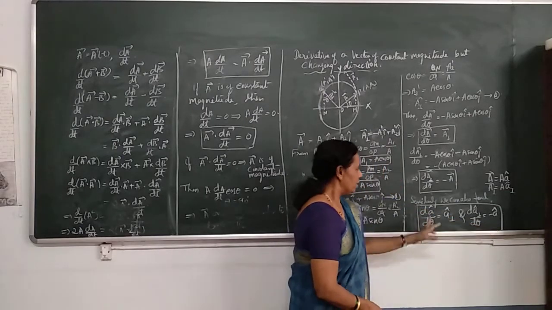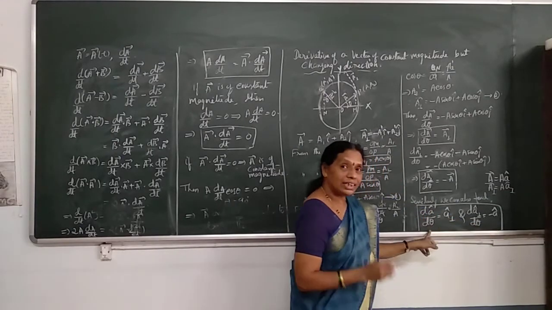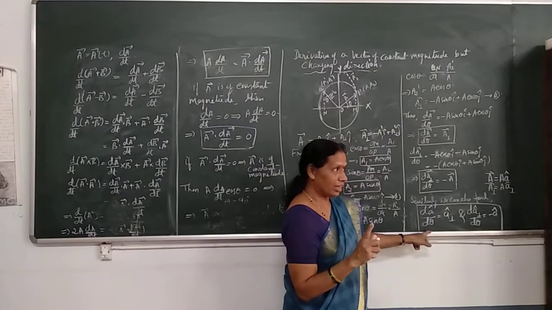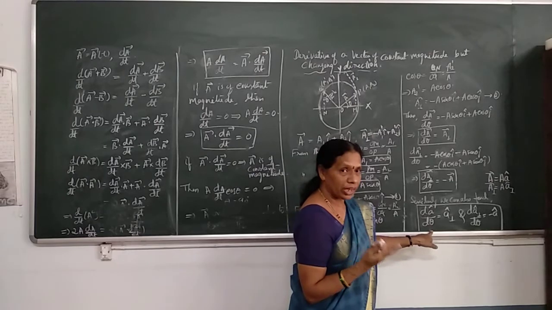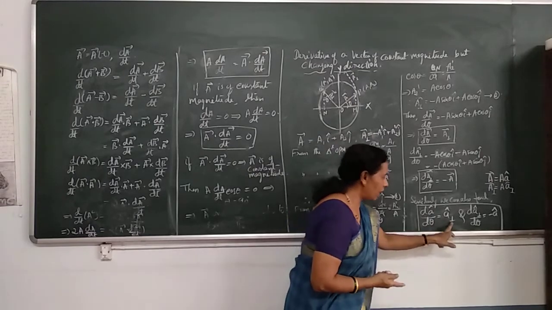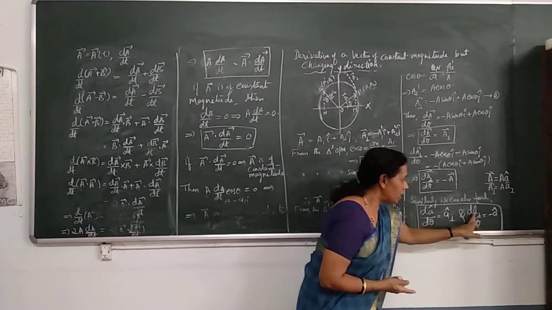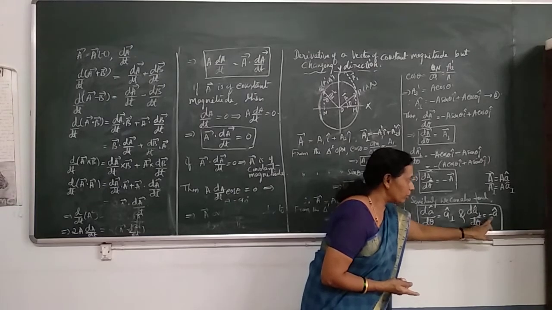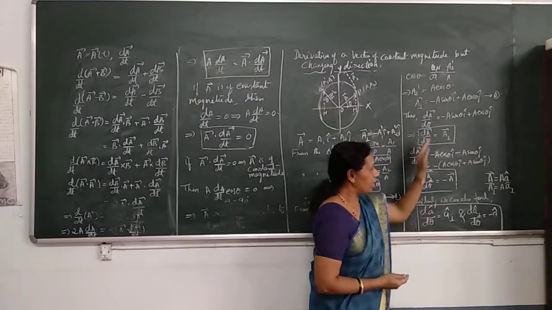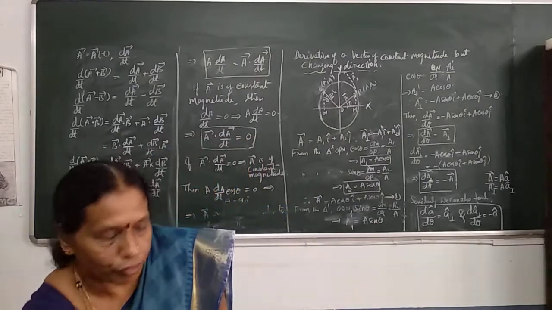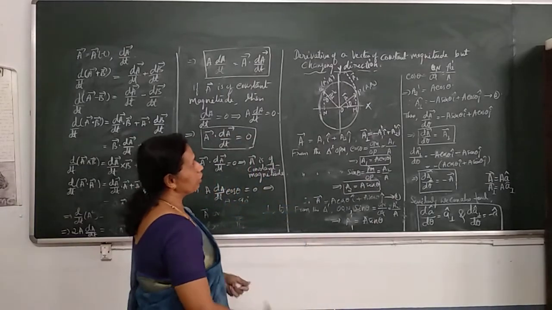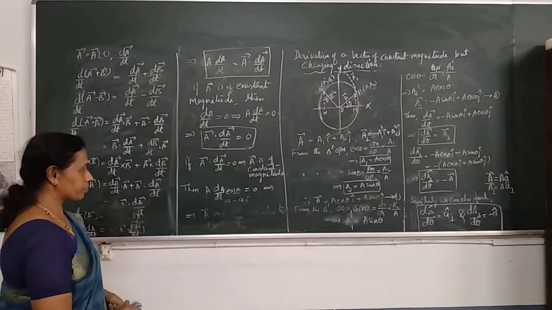Very important: dA cap by d theta, the variable is theta, remember, not t. dA cap by d theta, the variation with respect to change in direction, is A perpendicular cap, and dA perpendicular cap by d theta is equal to minus A cap. These are very important results, and this is about the derivative of a vector of constant magnitude but changing direction.